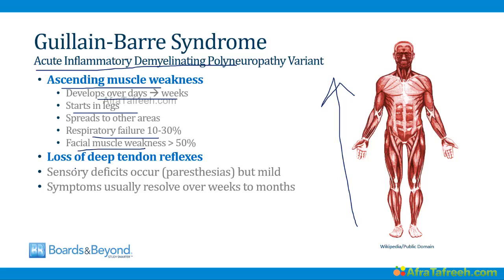Because the peripheral nerves lose their myelination, the deep tendon reflexes won't be normal and they will be lost. That's because these reflexes are a circuit in the peripheral nervous system, and if you don't have myelination, then the reflexes won't be normal. Sensory deficits can also occur. Usually these are paresthesias, but these are mild and not usually the dominant feature. And symptoms usually resolve over weeks to months, but you should know it can take a long time for patients with Guillain-Barré to get better. I saw a patient once who still had muscle weakness and difficulty walking a year after he developed Guillain-Barré.